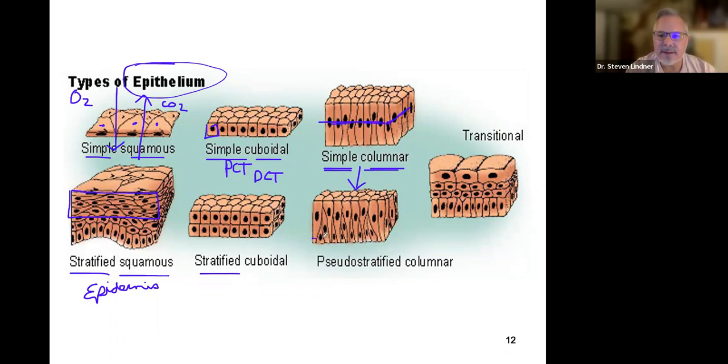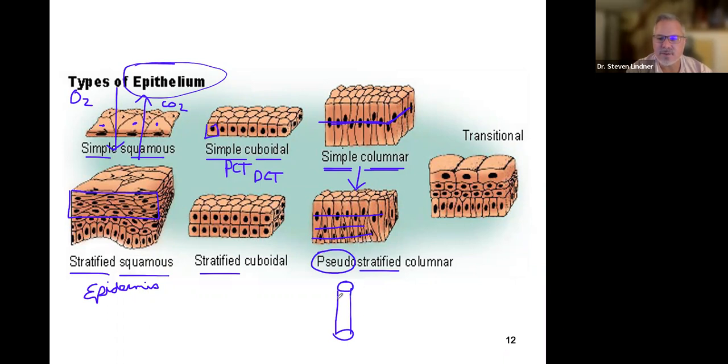But if we look down here, these nuclei are at this level. Then we have some at this level. So because the nuclei are at multiple levels, it gives it the appearance that it's stratified, but it's not. It still is one cell layer thick. So we call it pseudo-stratified. And we'll see pseudo-stratified lining the trachea, parts of the respiratory tract.